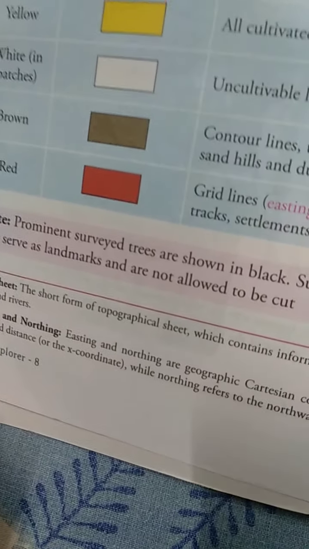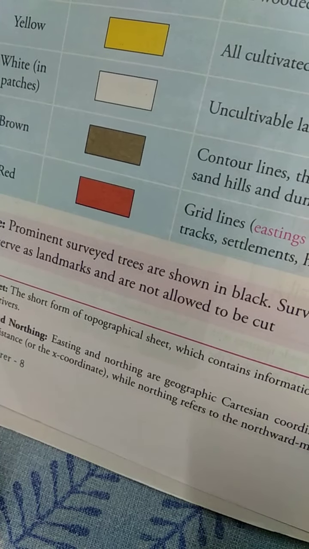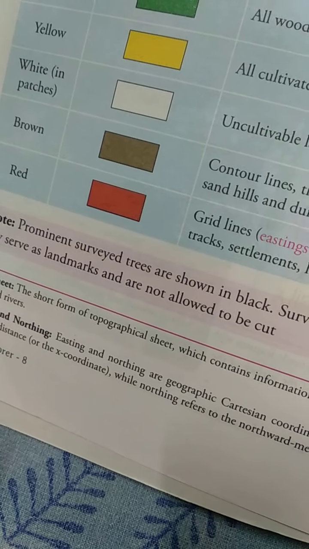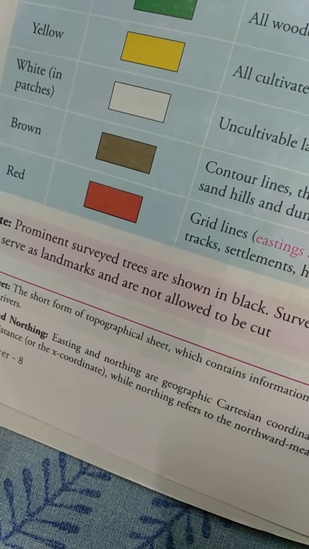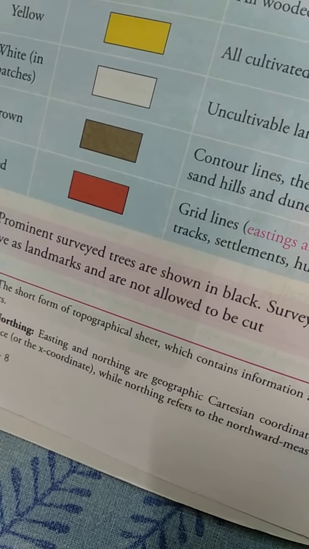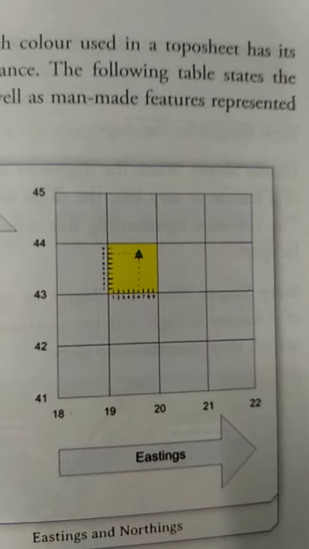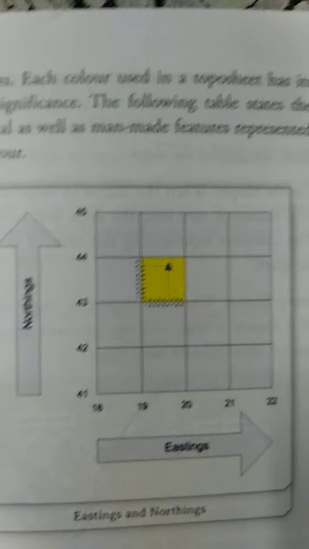What is easting and northing? Easting and northing are geographic coordinates. These eastings are referred to the eastward measured distance from the x coordinate, while northing is referred to the northward measured distance by the y coordinate. Here you can see this is easting as it is told, and this is northing. This too helps us to find a place very easily.